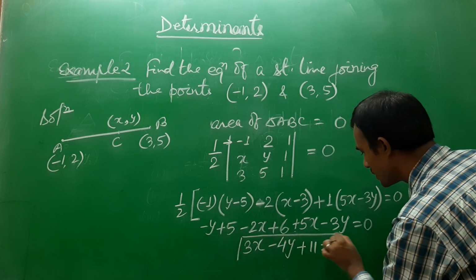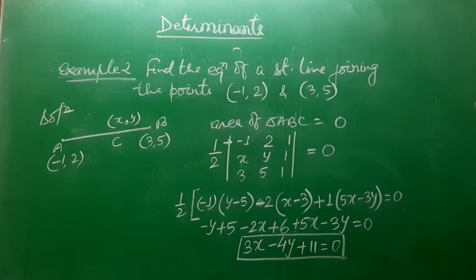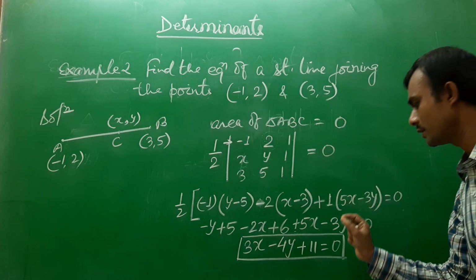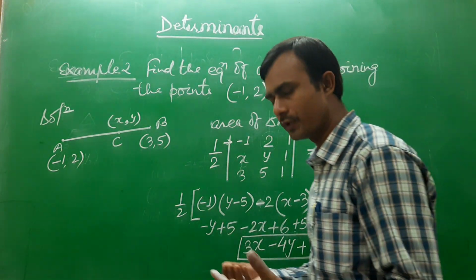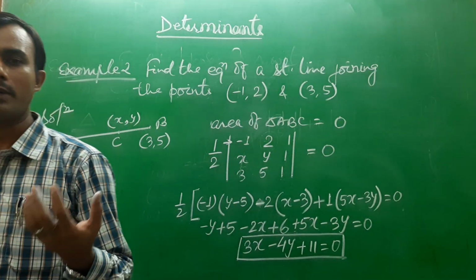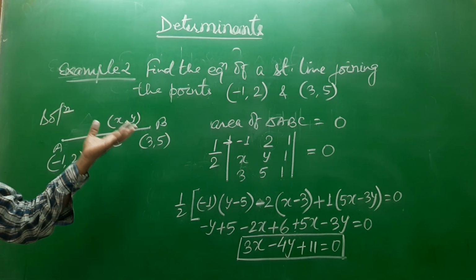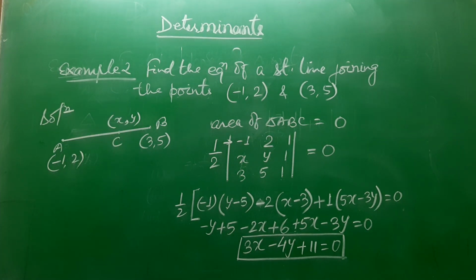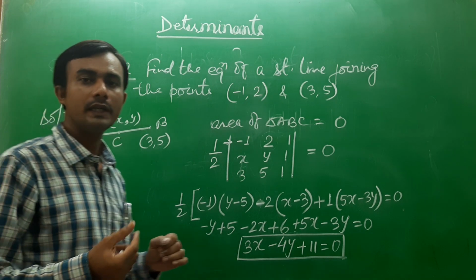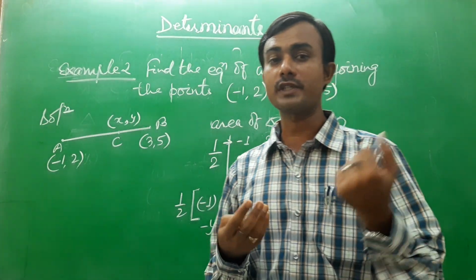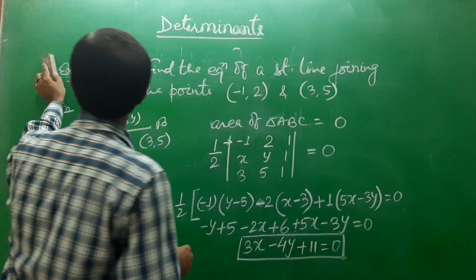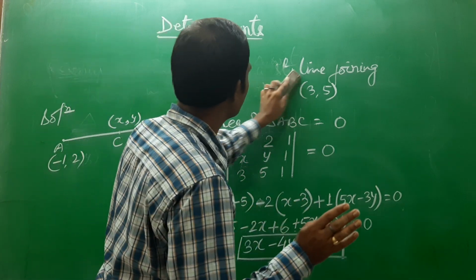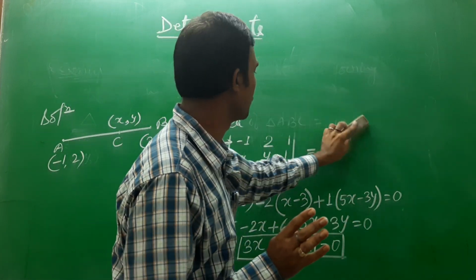This is the equation of the line joining the points -1, 2 and 3, 5. This is how we find the equation of a line with the help of determinants by applying the area of triangle using the determinant method. Now in the third example we will discuss when the area of triangle is given. As I told, if the area of triangle is given, then for calculation we have to use both positive and negative values.